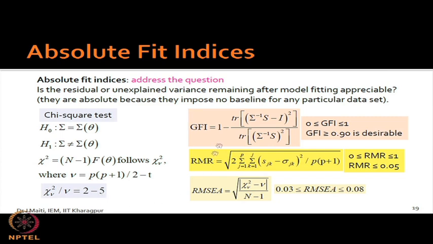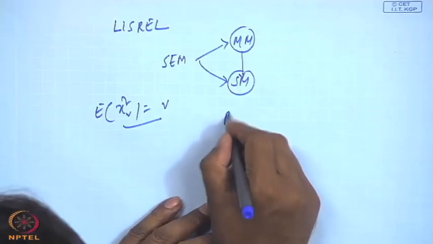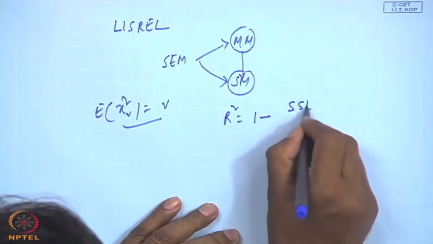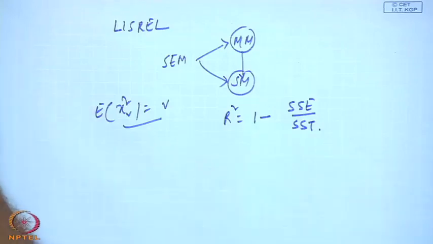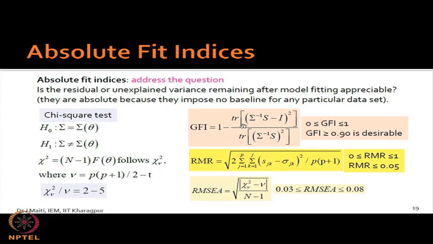Now, if you use GFI, that is goodness of fit index, it is similar to R square in multiple regression. You can recollect that R square equals 1 minus SSE by SST. Now, you see this formulation here, the way we have written it: 1 minus trace of this by this. This is the total variability, and this one is the error term. It is similar to R square, and this GFI value varies from 0 to 1, and it is desirable that GFI is greater than 0.90.